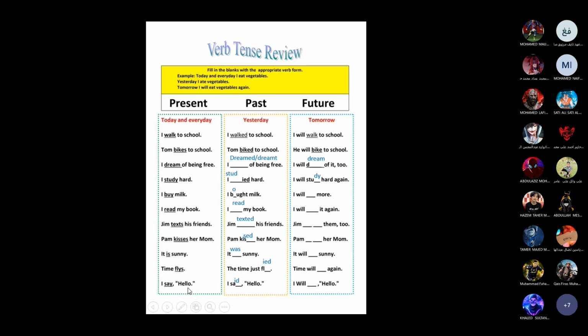I say hello. Say is the base form of the verb, because we have I, which takes the plural-like form. So I say without s, just the base form. If you want to change it to the past, say is an unusual form. Unusual has a specific spelling.